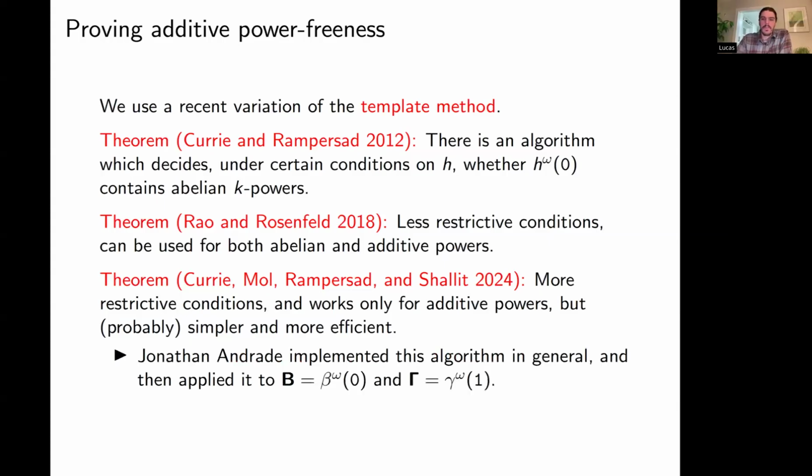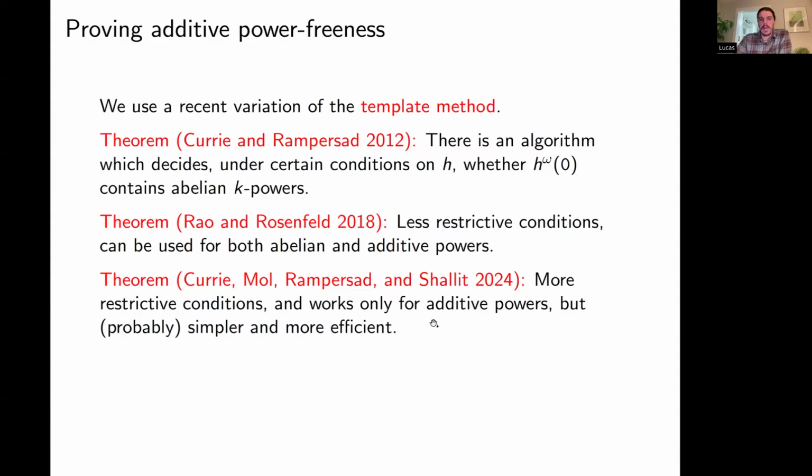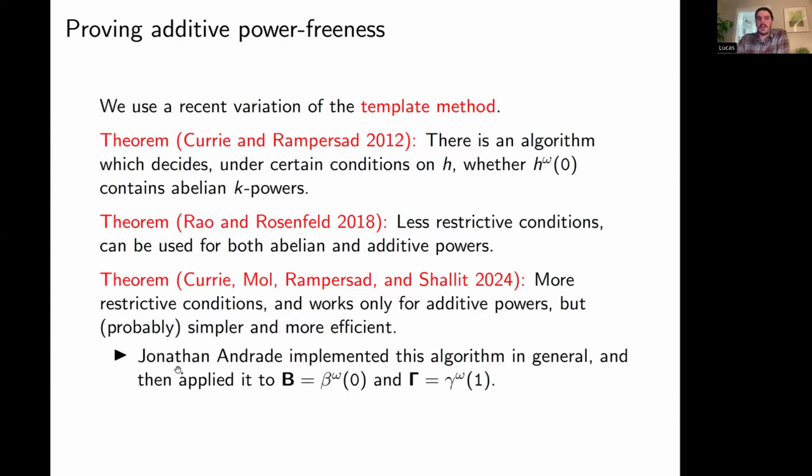So in this 2024 paper, we applied this algorithm to one specific word, but we didn't implement the algorithm in general. That's what Jonathan was working on when he worked with me in the summer, and he implemented this algorithm from 2024 in general, and it's available on GitHub if anybody wants to use it. So he implemented it in general and then applied it to these two words, beta and gamma.